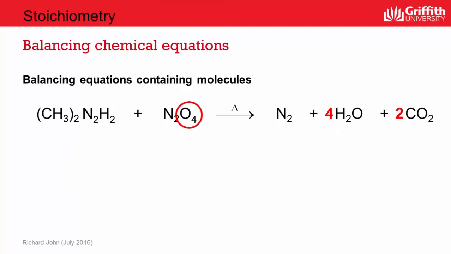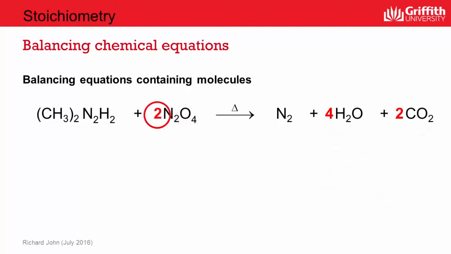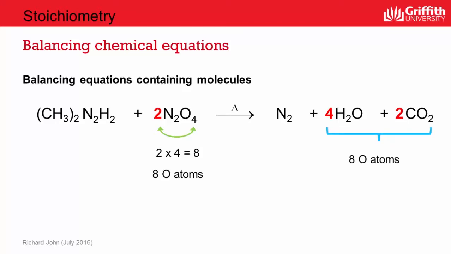Oxygen's the next element I'm going to balance. I've got 4 oxygen atoms on the left hand side, and I've got a total of 4 oxygen atoms associated with the 4 waters, plus another 4 oxygen atoms associated with the 2 carbon dioxide molecules, which gives me a total of 8 oxygen atoms on the right hand side. So to get 8 oxygen atoms on the left hand side, I'm going to put a big 2 in front of the N2O4, and that gives me my 2 times 4, 8 oxygen atoms on the left hand side to match the 8 oxygen atoms on the right hand side.